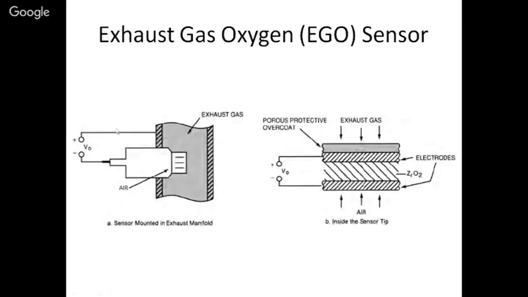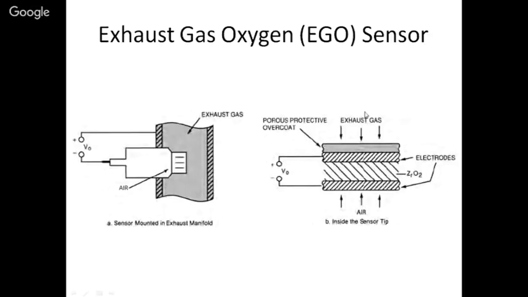One is the exhaust gas coming from the engine. Second is the air from the atmosphere. So here what we see is an EGO sensor mounted in the exhaust gas pipe. And on the right hand side we see what is inside this sensor. In this sensor we have basically two platinum electrodes in which there is sandwiched zirconium dioxide, or it could be titanium dioxide, but zirconium dioxide is more popular.